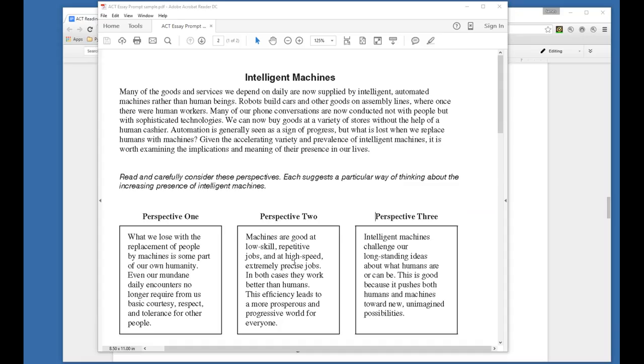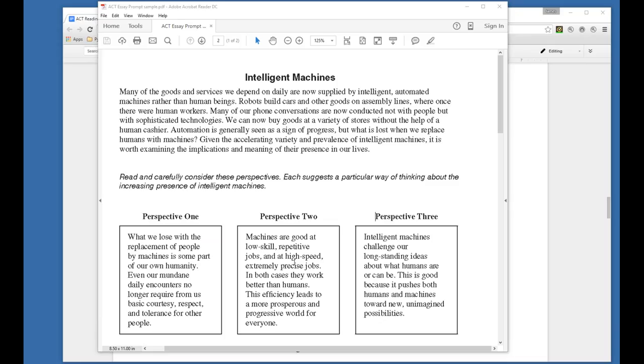And the perspectives. Now, everybody take a moment, right? So we've got intelligent machines. We've got perspective one that says we're going to lose our humanity and our basic respect and courtesy for each other. Perspective two says machines are going to do stuff that nobody wants to do anymore, and it's going to lead to a progressive and prosperous world. And perspective three says it's going to change everything. But that'll be good because it's going to push us to new and unimagined places. So everybody take a couple of minutes here now, right now, and think about your perspective.